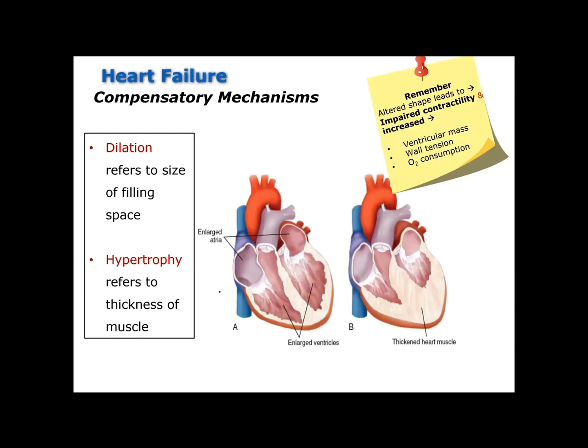So dilation refers to the size of the filling space. Hypertrophy refers to the thickness of the muscle. See, here's, for example, a large area. This is the dilated area here, where the ventricles are. This one is definitely thickened. You can definitely see the difference in the volume that these can now hold. Okay.